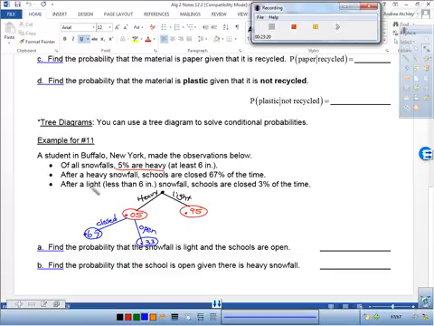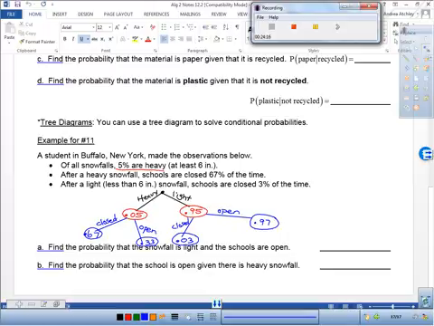Okay, next one. After a light, less than 6 inches snowfall, schools are closed 3% of the time. So we still need closed and open on this side too. So this is closed. This is open. It's closed 3%, which is 0.03. If they're closed 3%, how often are they open? 97 or 0.97. Any questions over that?